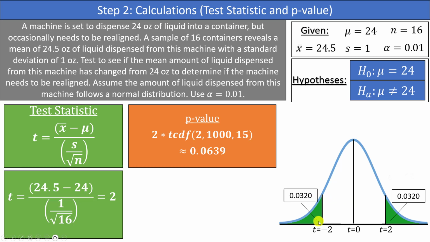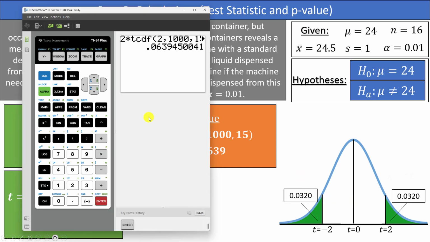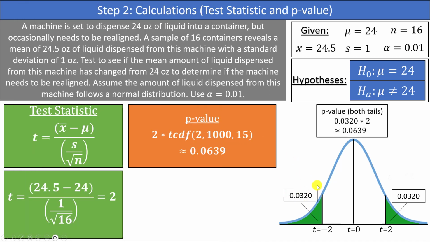So here's what that looks like on the picture. The value that you would have gotten if you didn't multiply by 2 would have been 0.0320, rounded to 4 decimals. And when we multiply it by 2, we got approximately 0.0639, rounded to 4 decimals. Technically, this should be twice this, but due to the rounding, we were off by, it looks like, the 4th decimal.